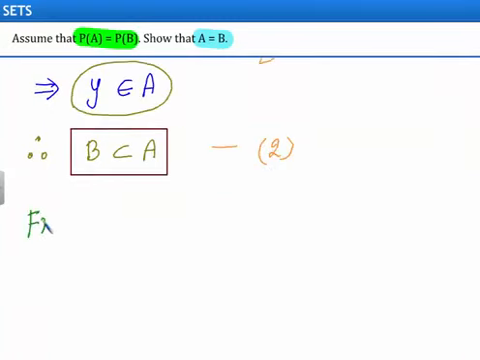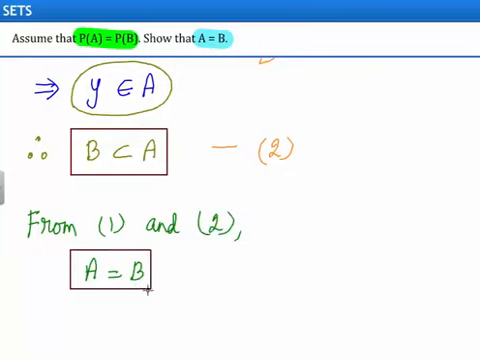From 1 and 2, we can say that set A is equal to set B. This completes the solution.